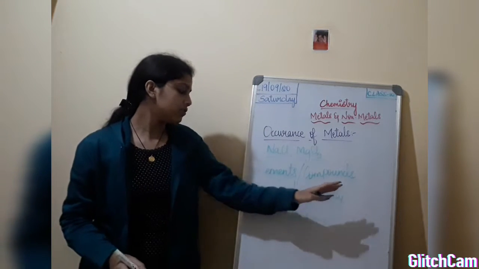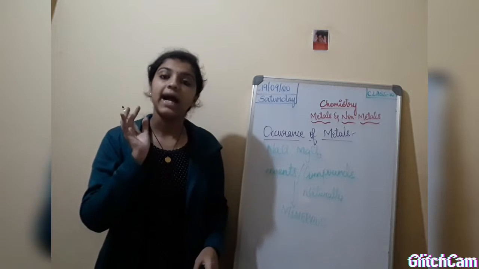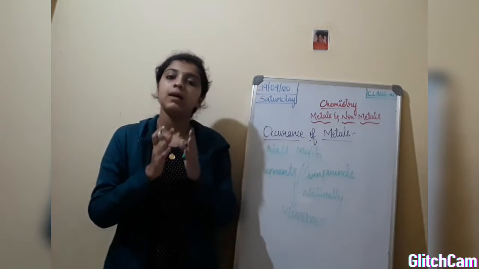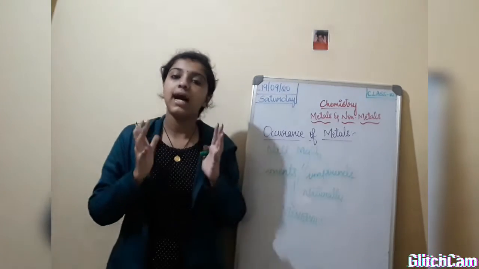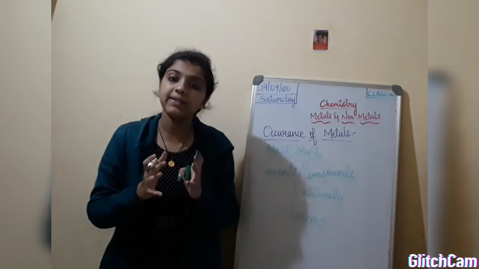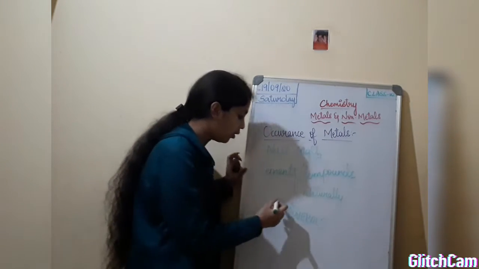Elements or compounds that occur naturally in the Earth's crust are called minerals. At some places, these minerals contain a large percentage of a particular metal, and that metal can be profitably extracted from it. Such minerals are called ores.